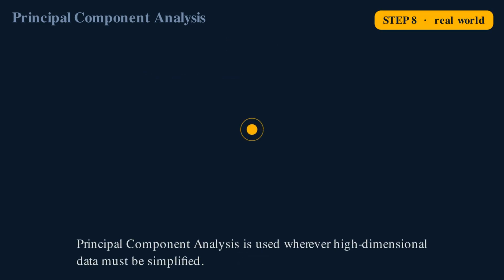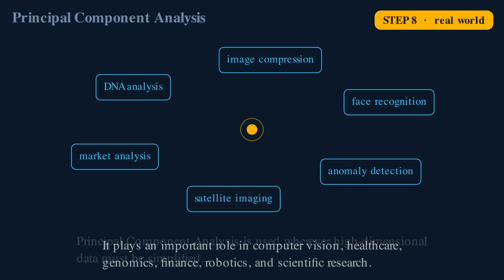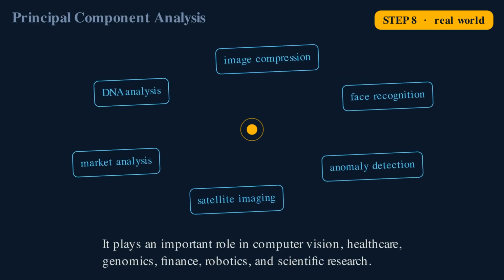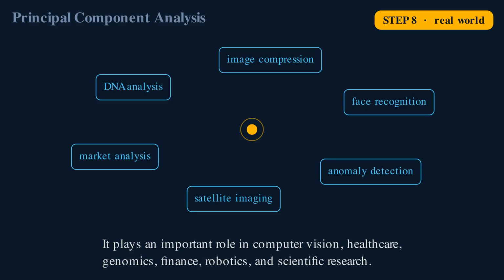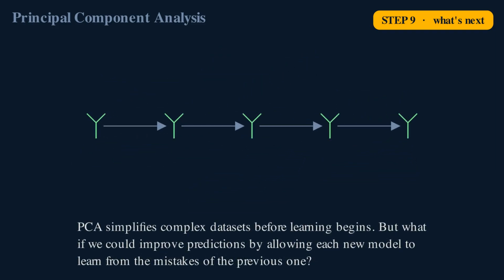Principal component analysis is used wherever high-dimensional data must be simplified. It plays an important role in computer vision, healthcare, genomics, finance, robotics, and scientific research. PCA simplifies complex datasets before learning begins.